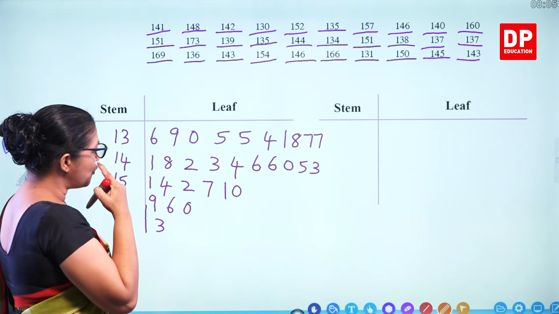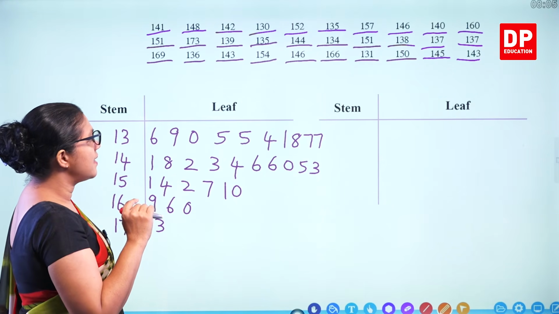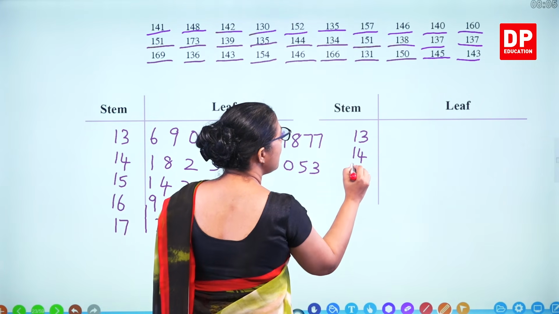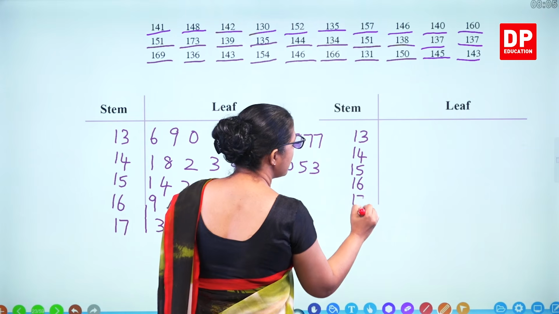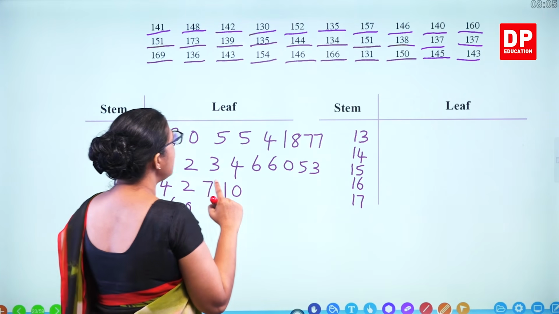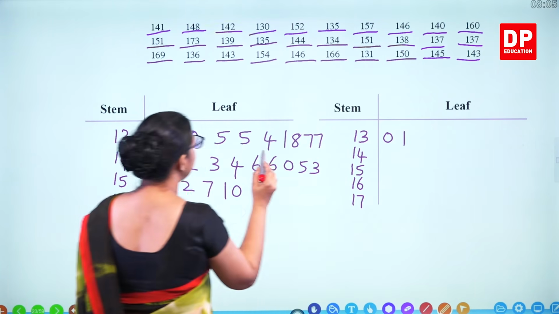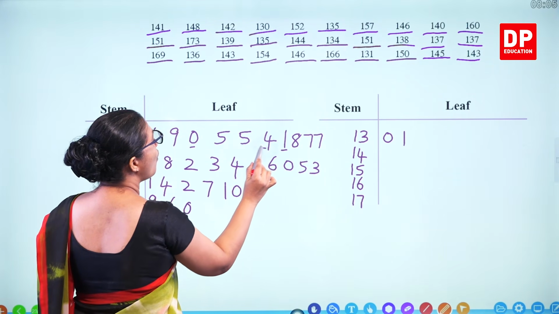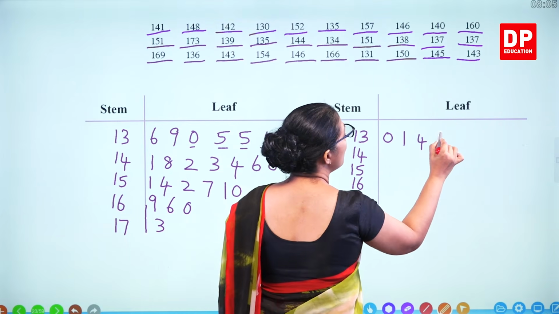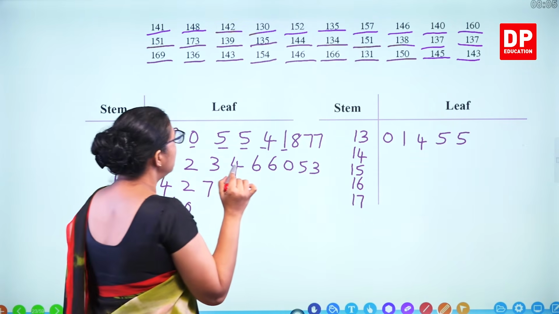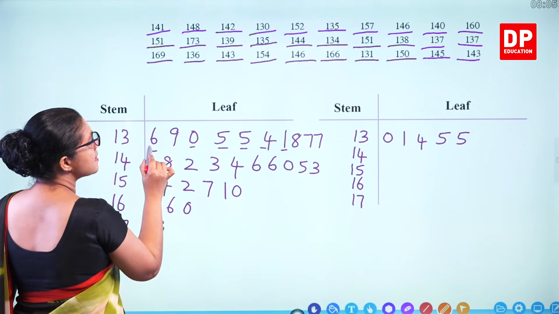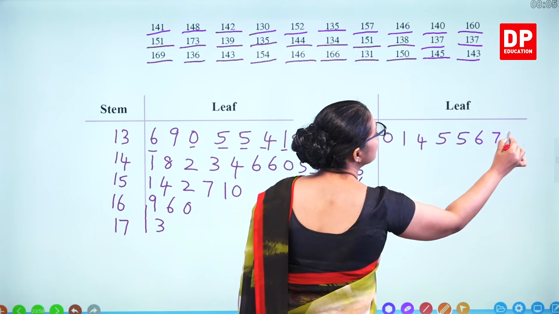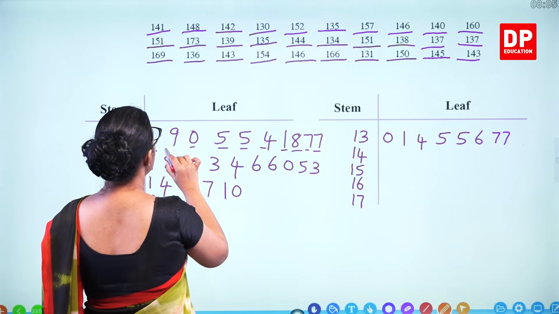Now you have to rearrange this in ascending order. So we'll write the stem values 13, 14, 15, 16, 17. When you take 13, 0, 1, 0, 1. Then you get 4, 5, 5. Then 6, 7, 7. 8, 9.